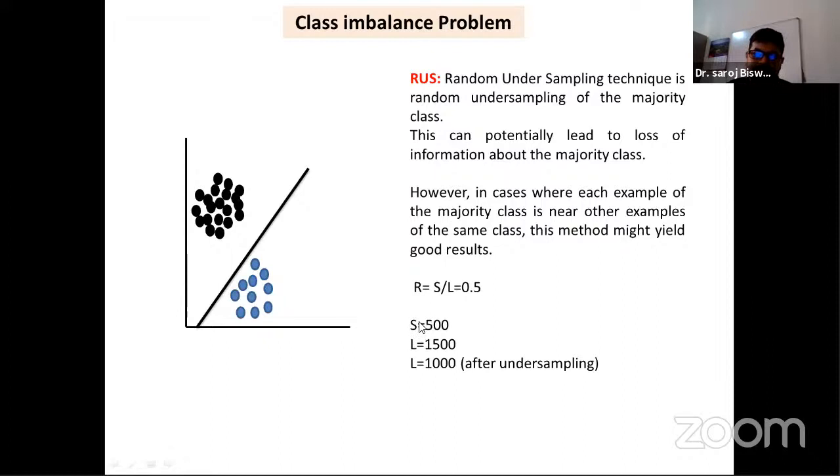Similarly, if we have a database where S is 500 and L is 1500, if we keep 0.5, then automatically 500 large samples will be deleted, and then in the final database we'll have 1000 large samples. Whenever we implement the algorithm, because it's a tunable parameter, we have to decide how much balance we want to have. So in this case, if it is 0.5, then 500 majority samples will be removed from the majority class, the majority observations.